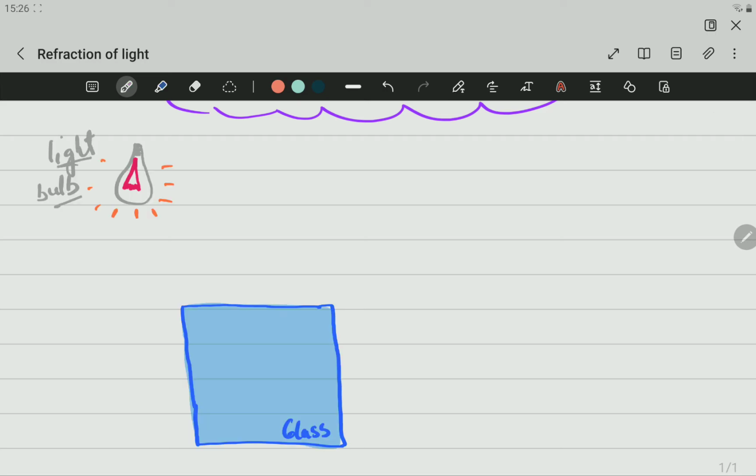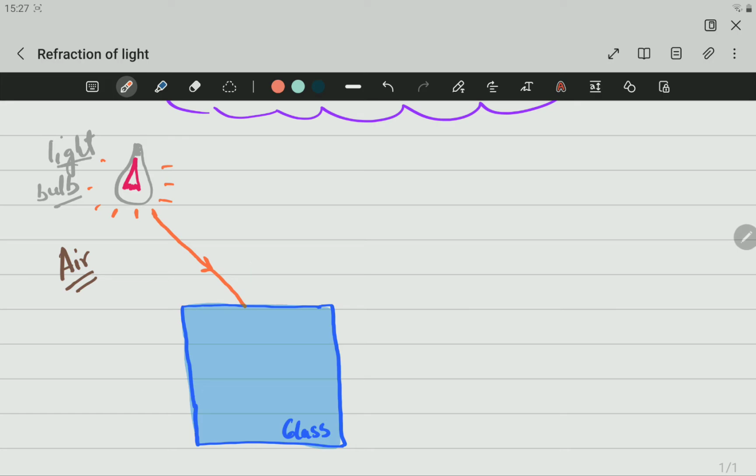Okay, so let's say, for example, we have a light bulb and we have a square piece of glass. These are two media. All this area outside has air, so this is one of the media. The other medium is the glass. So a ray of light is going to touch the surface of that piece of glass.